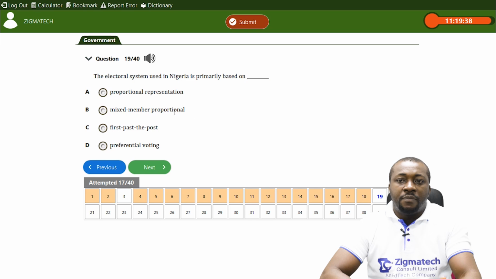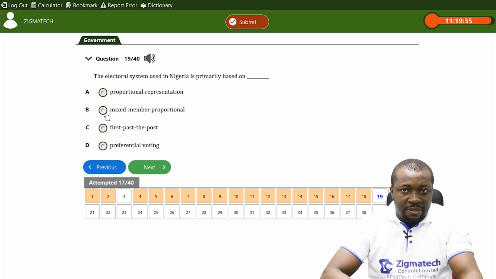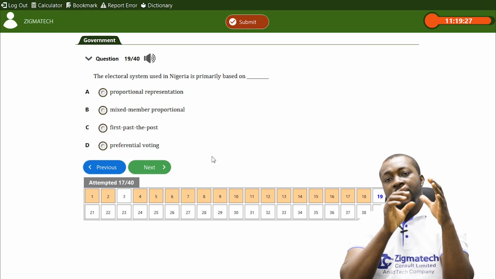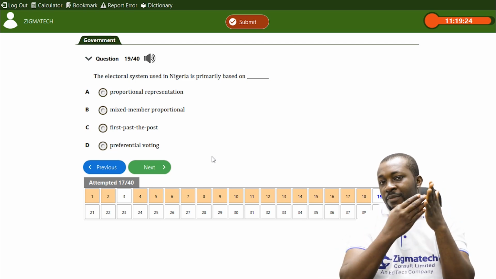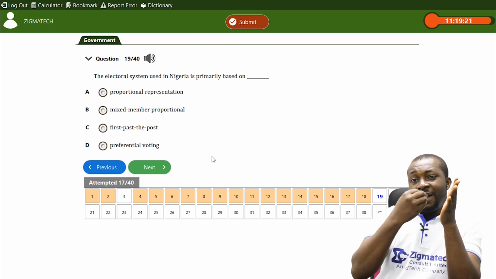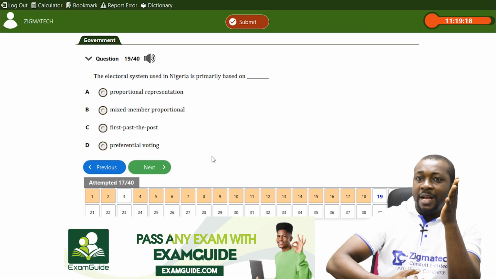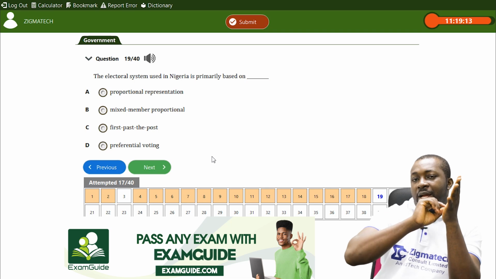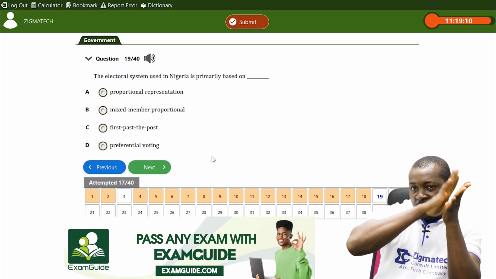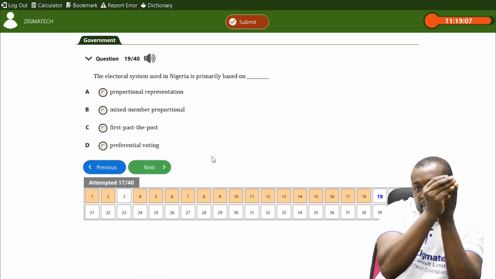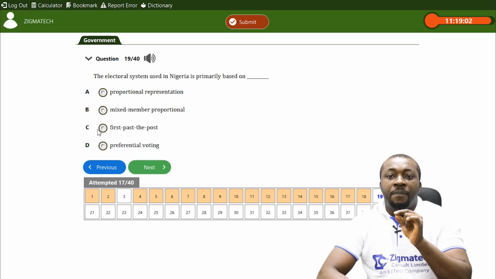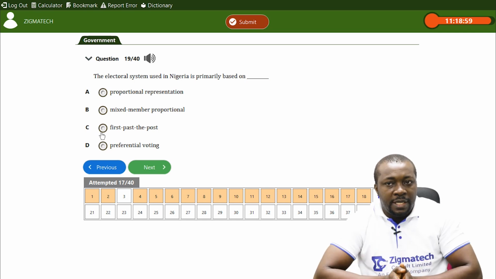We have mixed member proportional. Of course, we don't practice it. It's not a popular concept in government. Look at this preferential voting system. Preferential voting system is a voting system where voters rank their candidates in order of their preference. So candidate C, that's first, I prefer you, number one. Candidate D, I prefer you as number two. So we don't practice it in Nigeria.